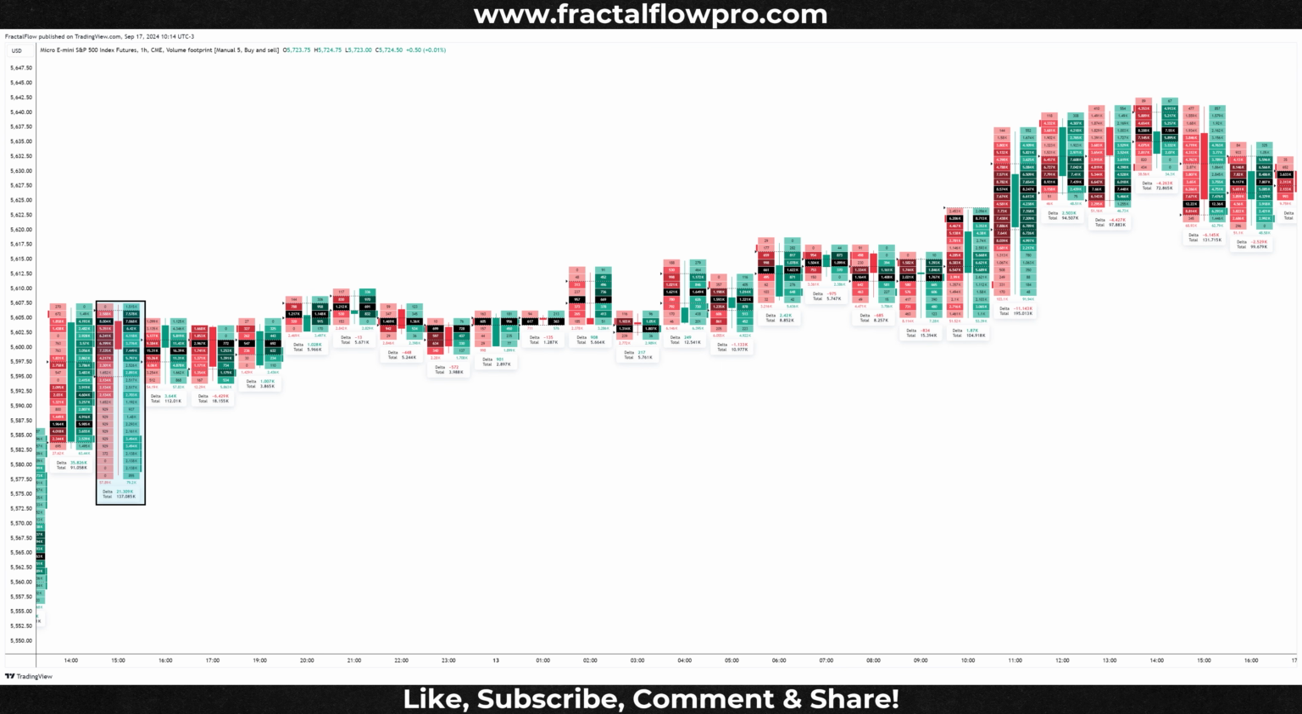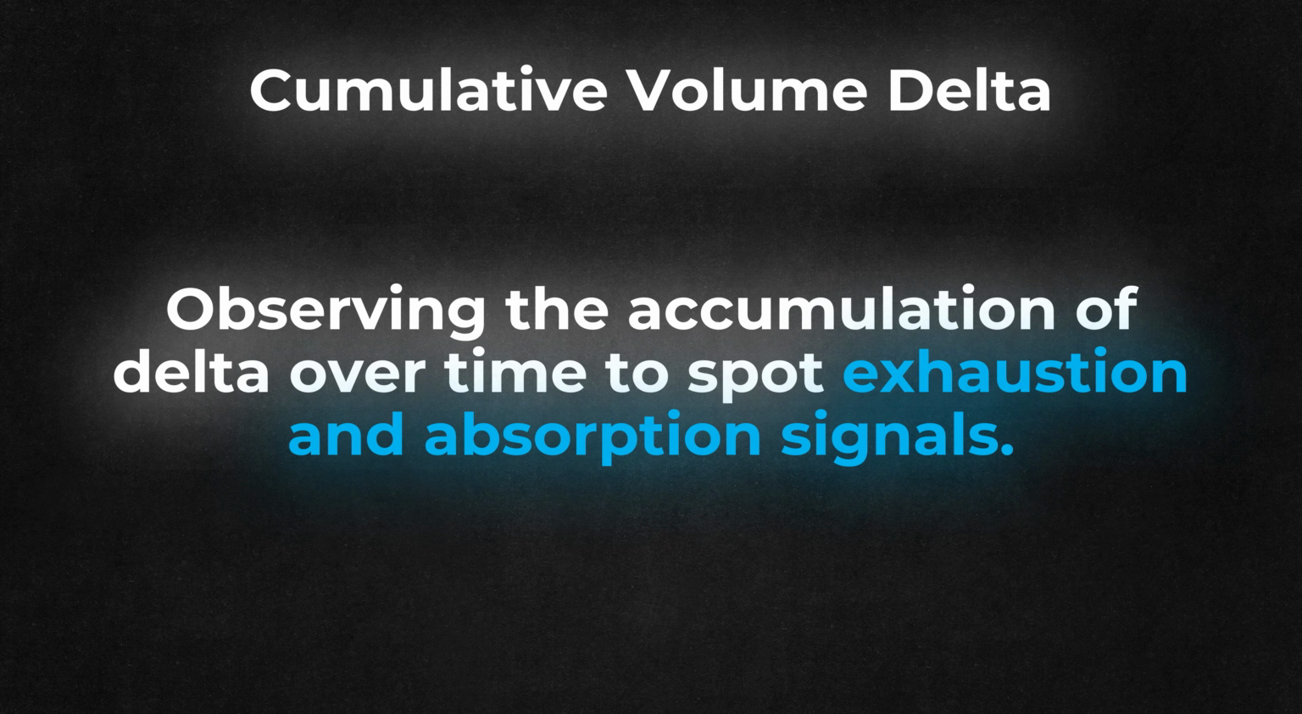The footprint shows the volume delta in each candle, but we can also observe it cumulatively over time in what's called cumulative volume delta, or CVD. The advantage here is spotting exhaustion and absorption signals.